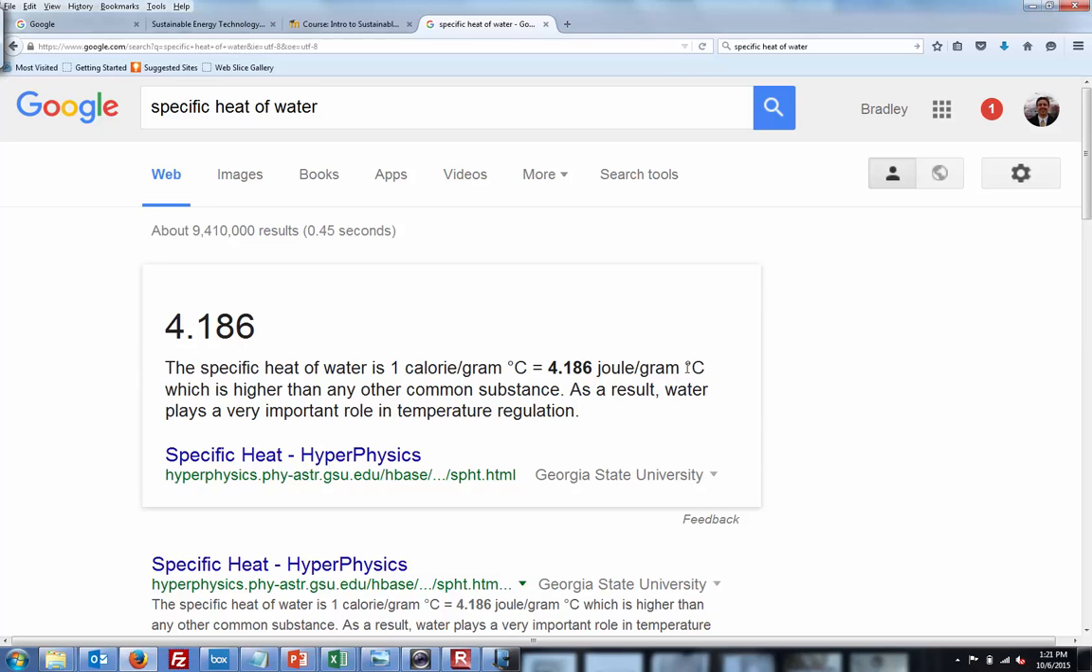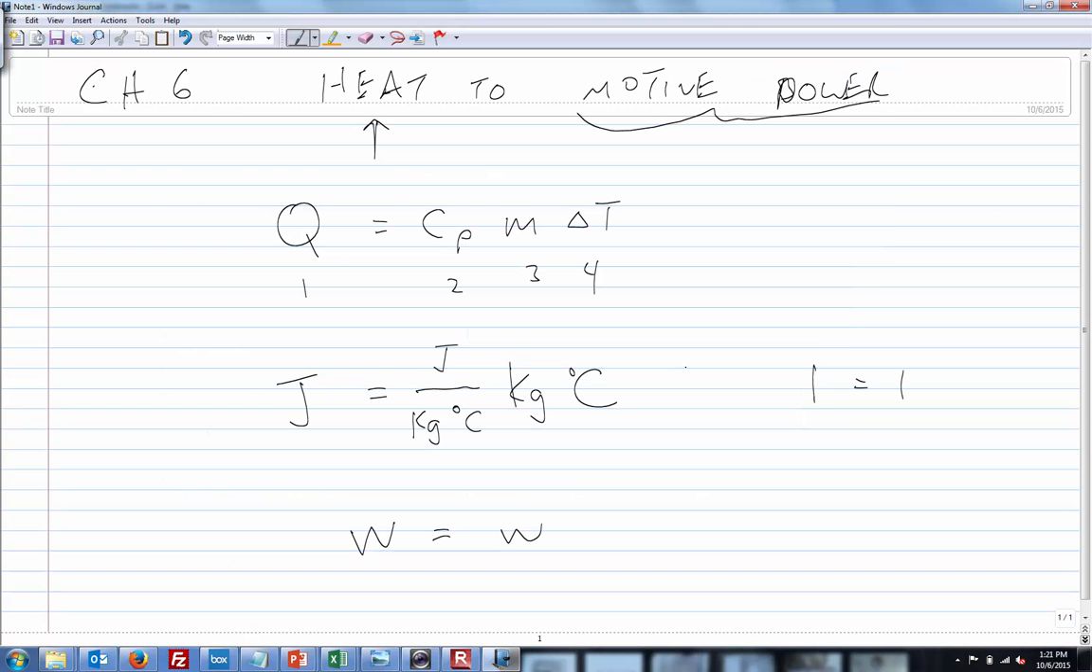Tim spent a lot of time going through the word problems. Unless the units balance and you end up with basically 1 equals 1, something's wrong. I'll do it right here. Joules and joules cancel. There's a 1, there's a 1. Kilograms and kilograms cancel. That becomes a 1 and a 1. Degrees Celsius cancel. That's a 1 and a 1. Unless you can get to 1 equals 1 in your unit analysis, something's wrong.